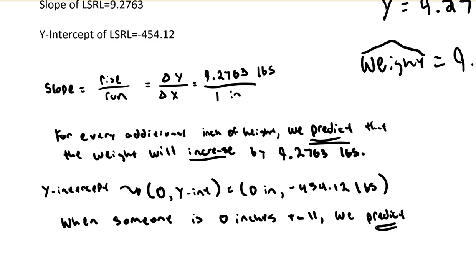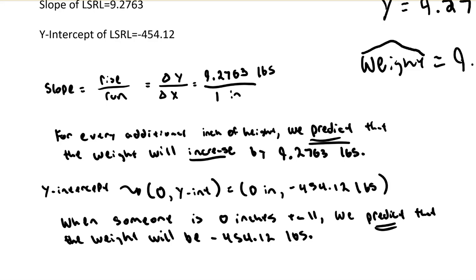Predict is really important. That the weight will be negative 454.12 pounds. So this is going to be our interpretation of the y-intercept.